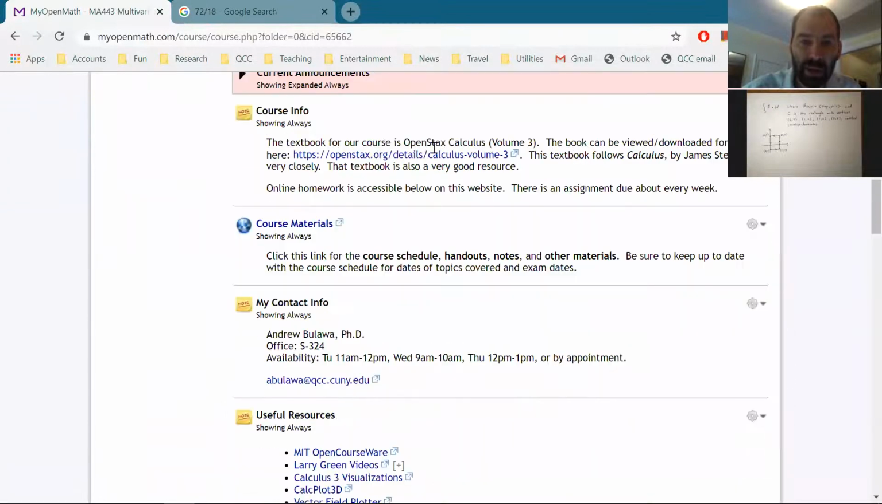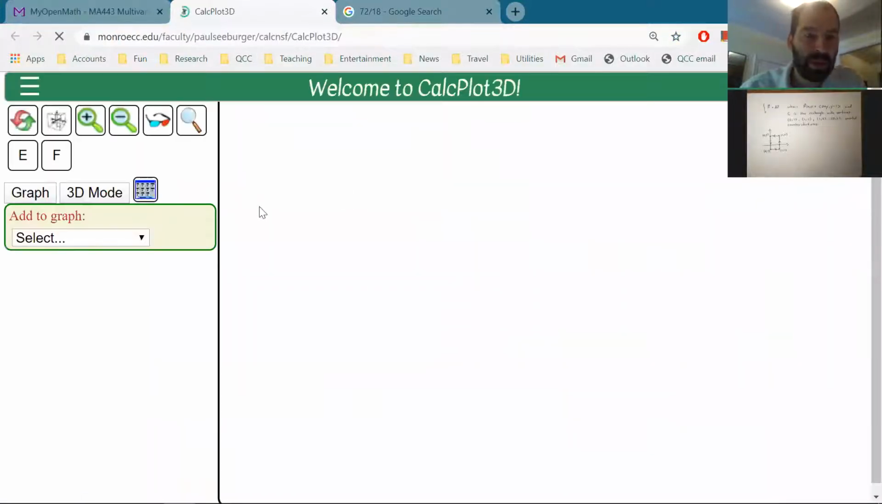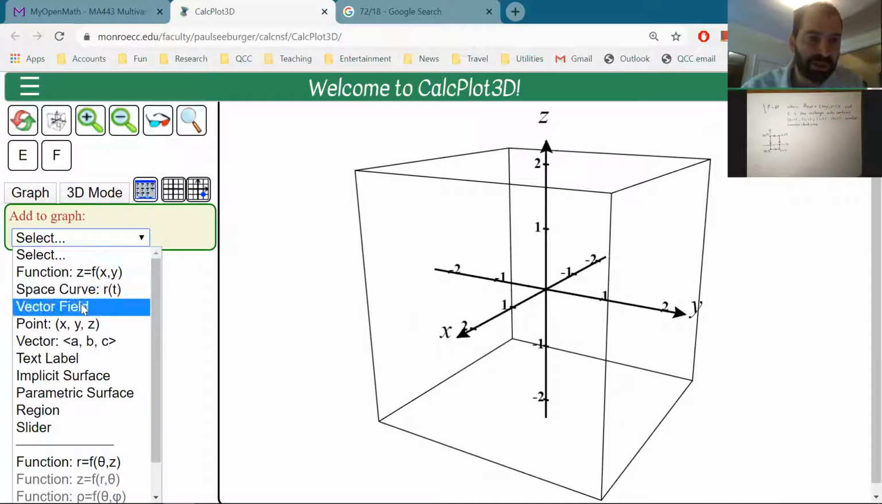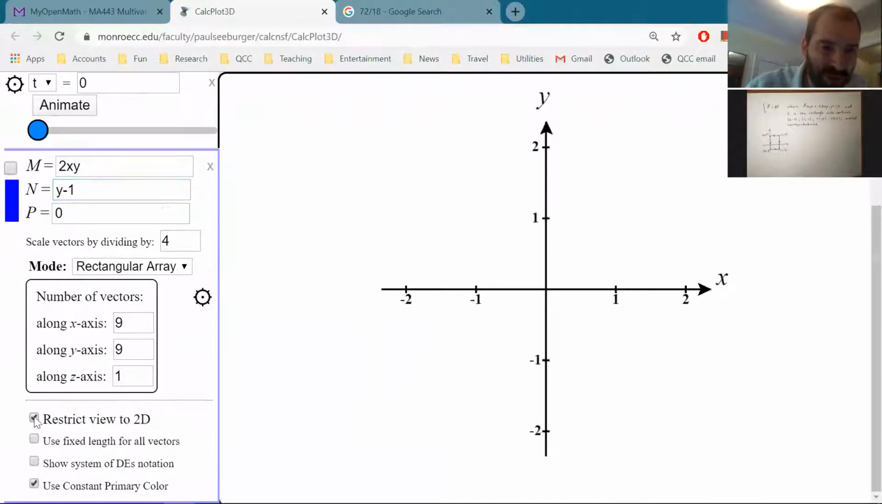So if I go down on our page and click the CalcPlot3D link, it'll take us to CalcPlot3D. All right, so we don't need this graph. What I'm going to do is put our vector field in here. Feel free to do this if you're working on homework problems. It can be useful to get a picture of what's going on here. 2xy was the x coordinate. y minus 1 is the y coordinate. Oh, yikes. Just knocked something off my desk. Didn't need that anyway. And this is going to be a two-dimensional vector field, so let's just hit restrict to 2D. No need to see the third dimension here.